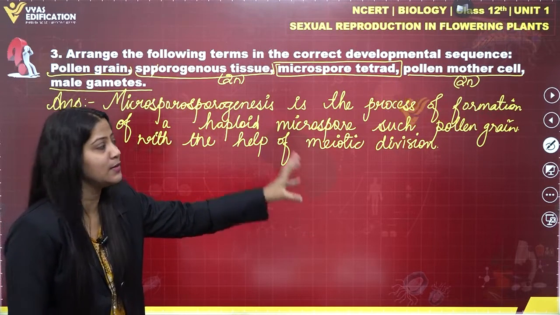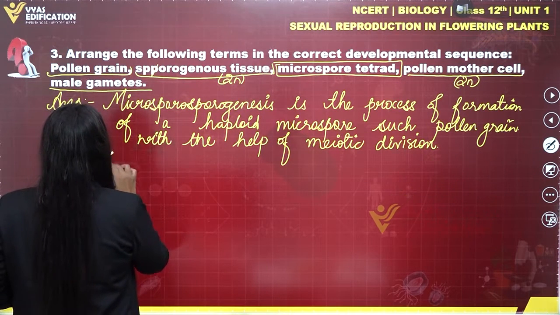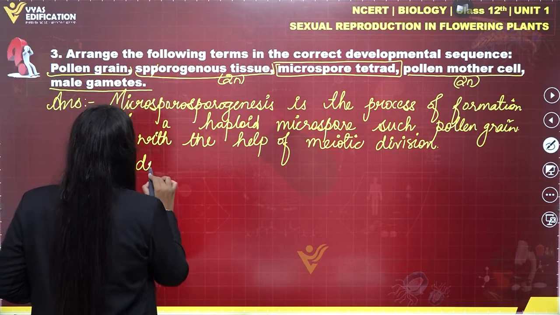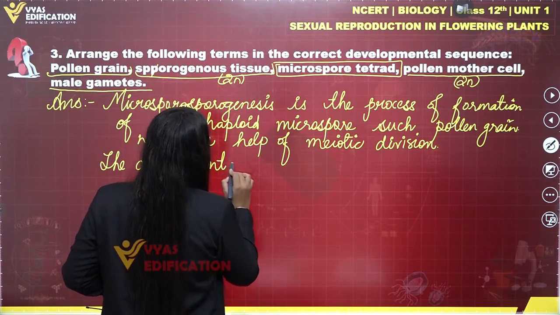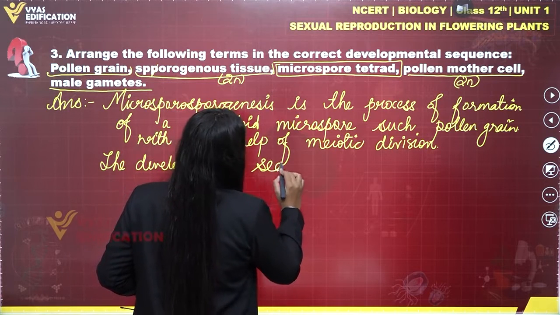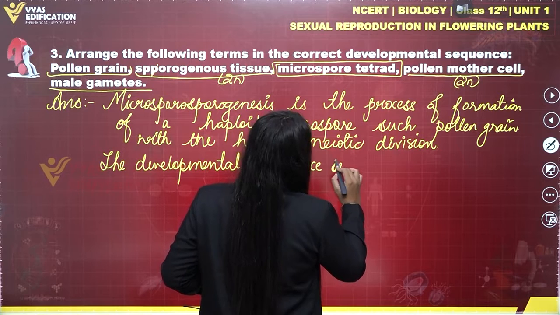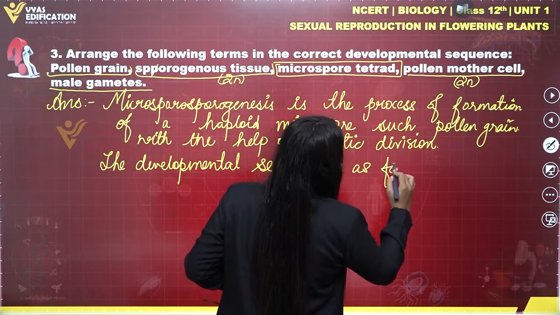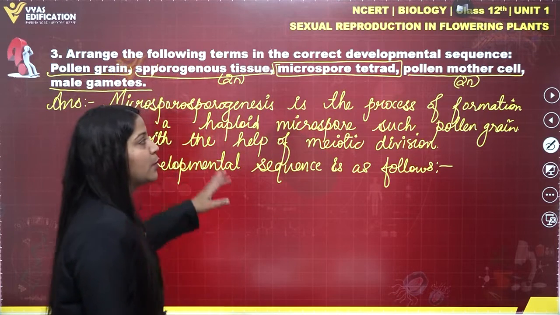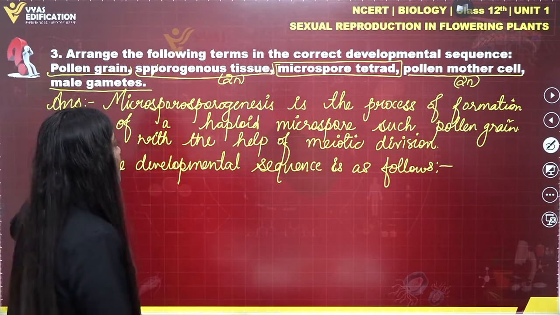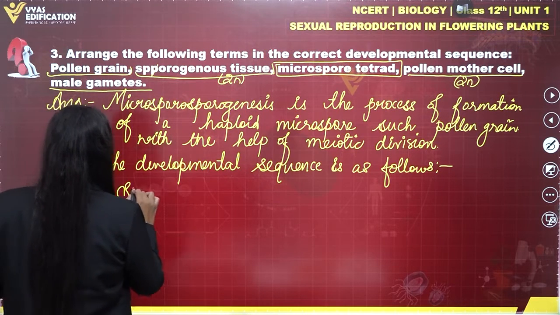finally the pollen grain is going to give rise to male gametes. So the developmental sequence is as follows. Now we will write the sequence of all these terms given over here. So first will be sporogenous tissue. The number 1 will be sporogenous tissue.